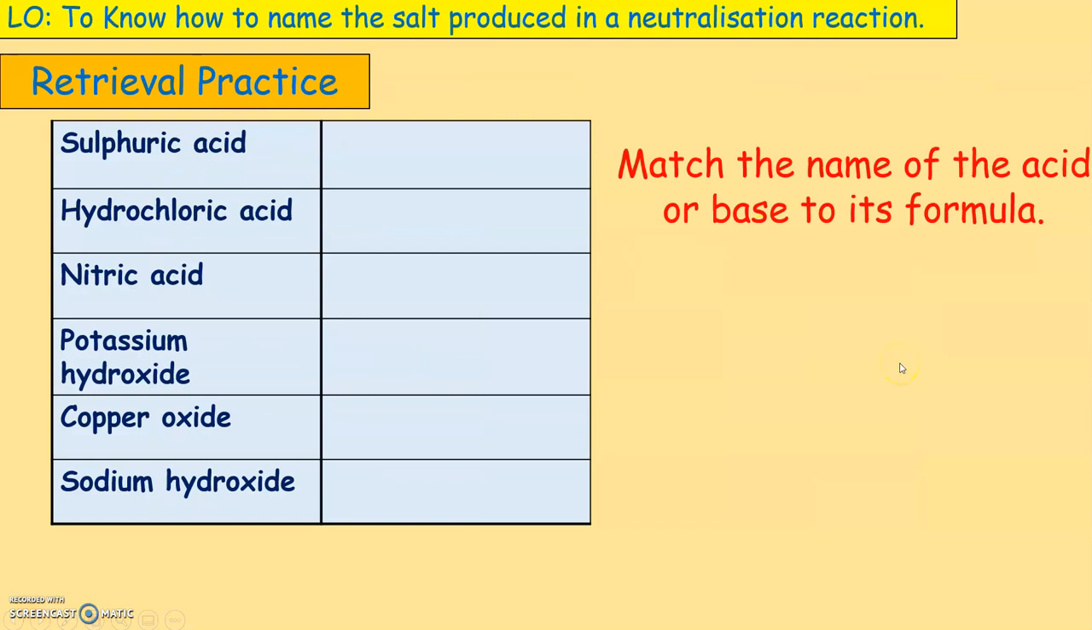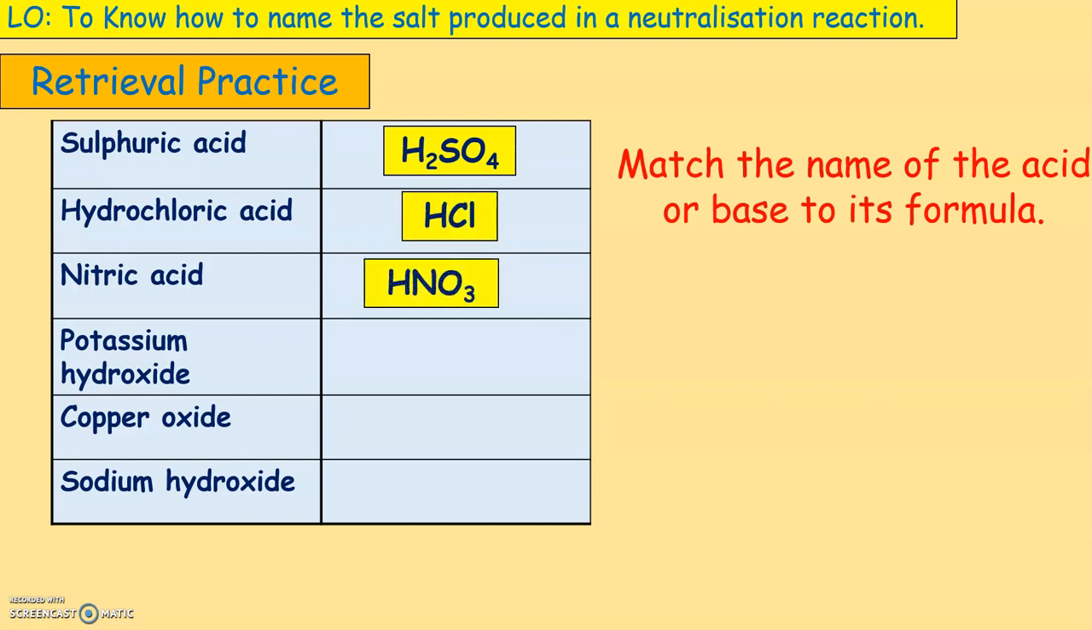Now, let's match this. Sulfuric acid is H2SO4, hydrochloric acid is HCl, nitric acid is HNO3, potassium hydroxide is KOH, copper oxide is CuO, and sodium hydroxide is NaOH. If you got yourself full marks, give yourself a score. And if you haven't got full marks, that is fine. What's important is you making your corrections using your green pen.